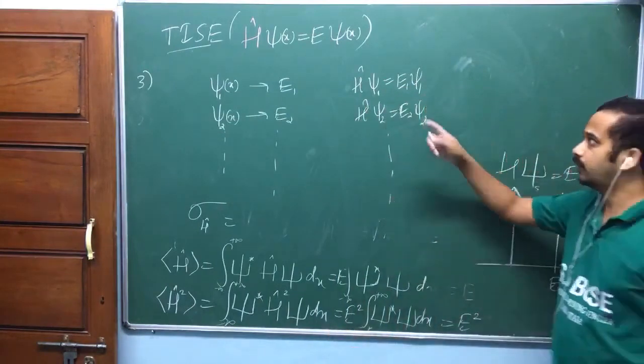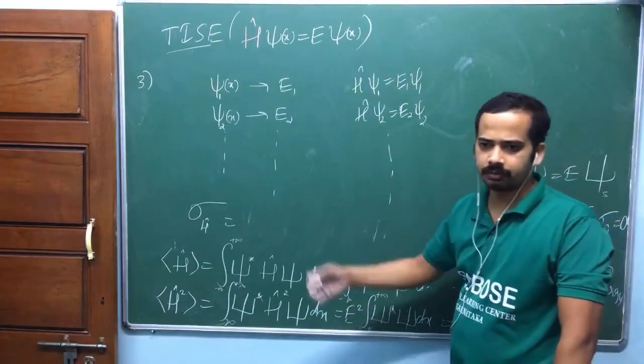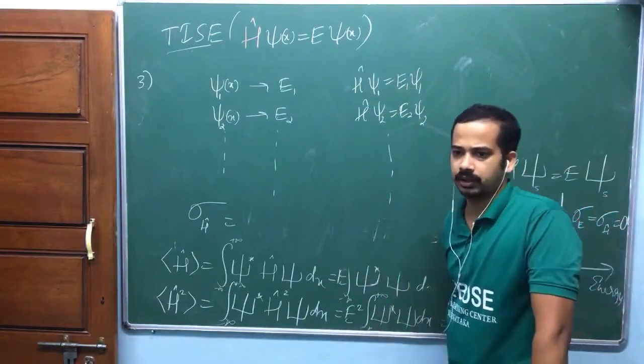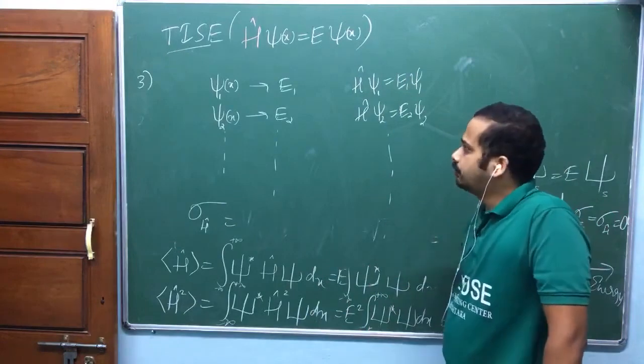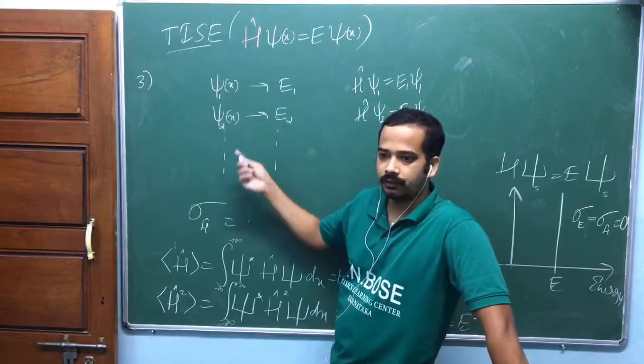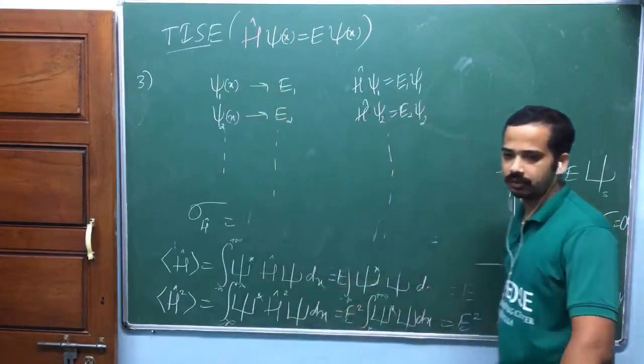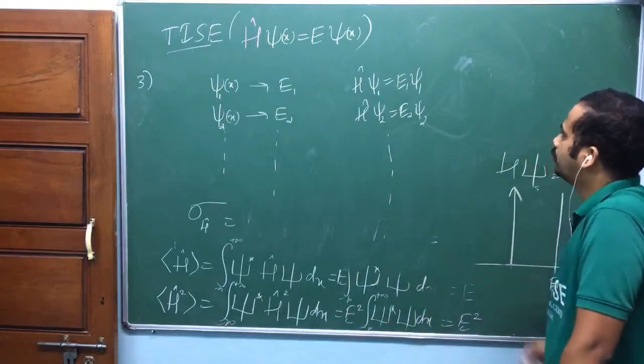While you solve this, there are some restrictions that will come in particle in the box, harmonic oscillator, even in hydrogen atom. So you will get different solutions, and correspondingly you will get energies. You will see that once we solve it.